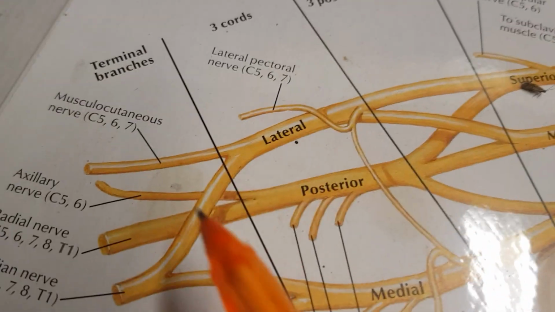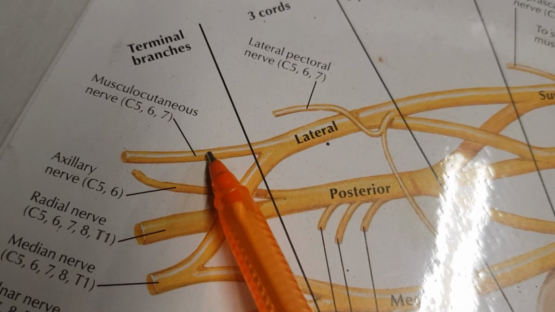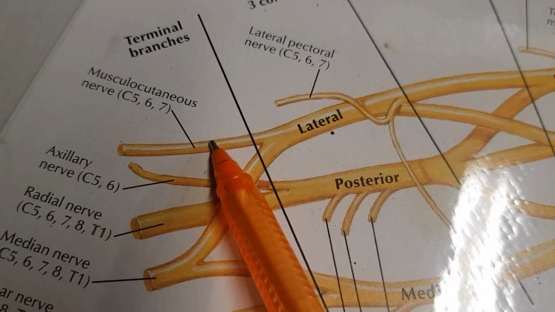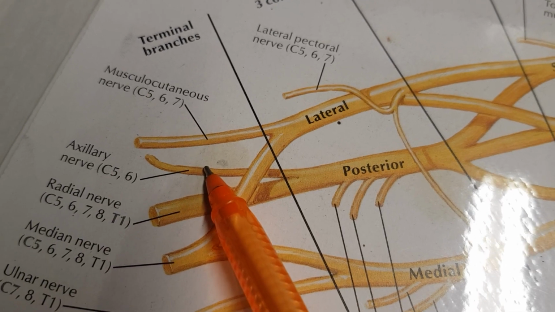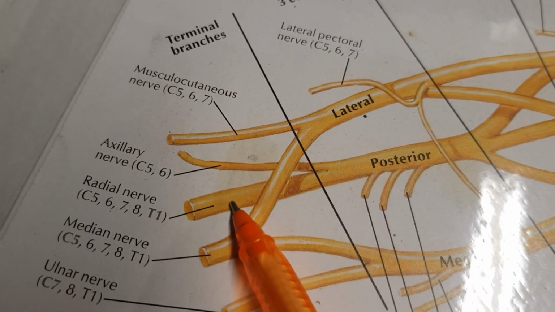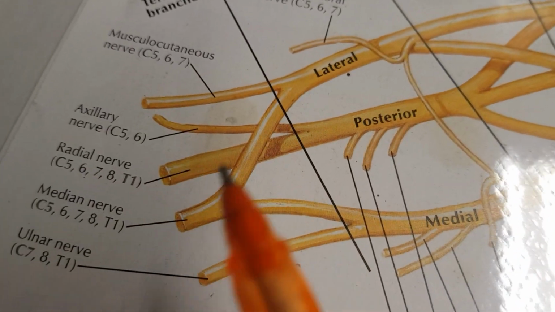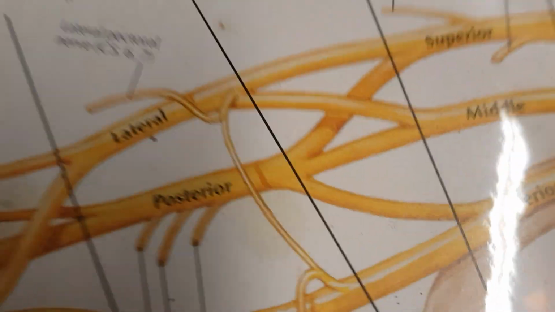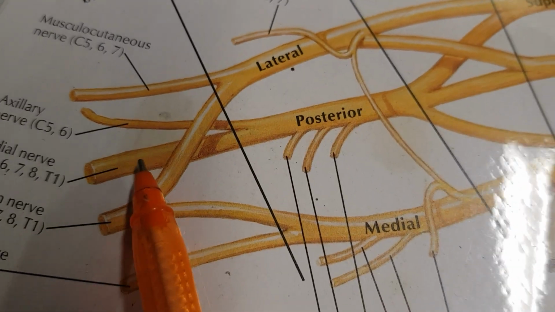Okay, this one is musculocutaneous nerve. This is not a nerve root. This is a peripheral nerve. This one is axillary nerve. This is not a nerve root. This is a peripheral nerve. This one is radial nerve. This is not a nerve root. It's a peripheral nerve. Okay, let's take, for instance, the radial nerve to make you understand. What is the difference between the nerve root and the radial nerve?